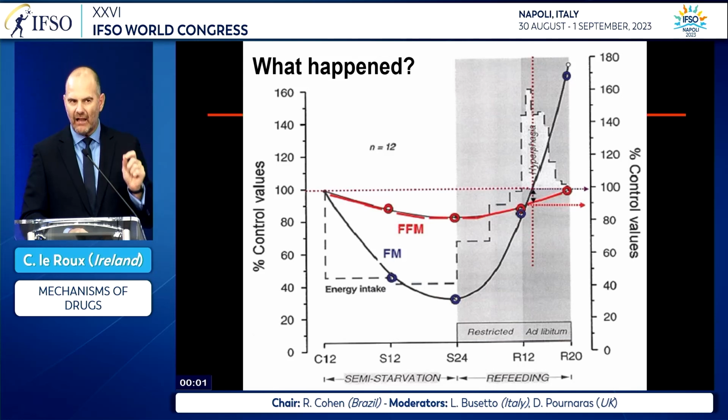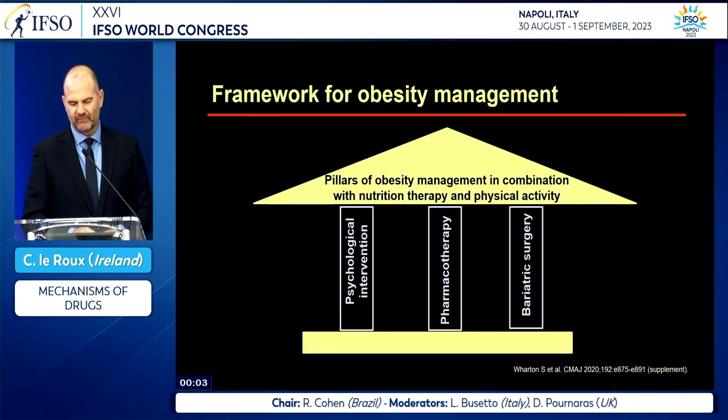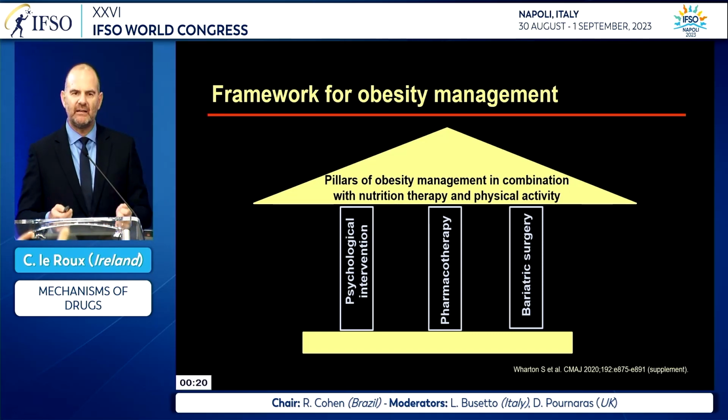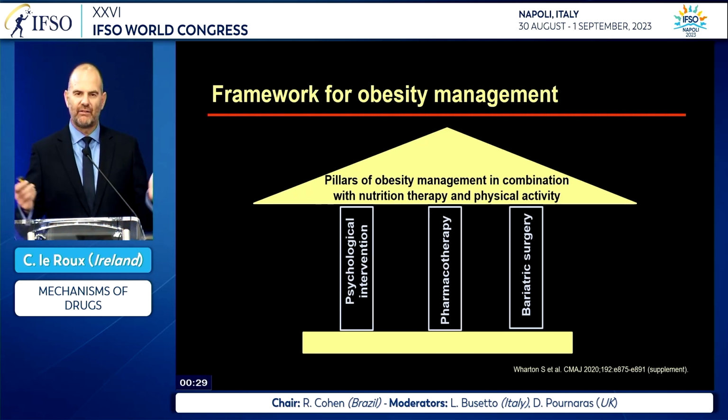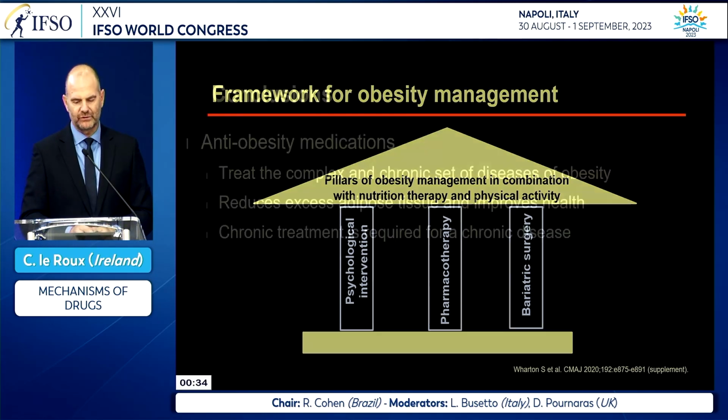But the goal is health gain, not weight loss. So ultimately, I'm going to conclude and say, what is the framework for obesity management? And I want to congratulate Obesity Canada for really saying that the pillars, the roof, is good nutritional therapy and good physical activity. That is what we need to do. But we need to underpin this with obesity treatments, and that could either be psychological interventions, pharmacological interventions, or surgical interventions. And these are in support of each other to hold up the roof of what we are trying to achieve.